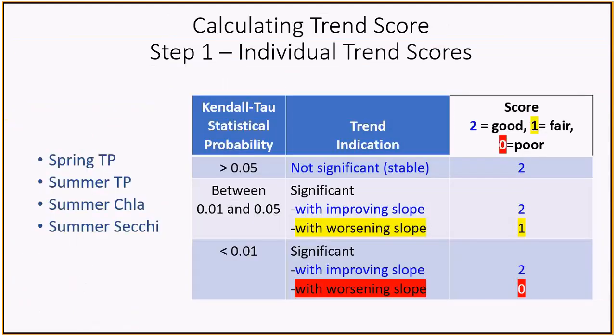To calculate the trend score, we use a point system to score each parameter from 0 to 2, with 2 being good, 1 fair, and 0 poor. The points are assigned based on the statistical significance of an increasing or decreasing trend or no trend at all. And I'm happy to answer questions about the details of these calculations later.